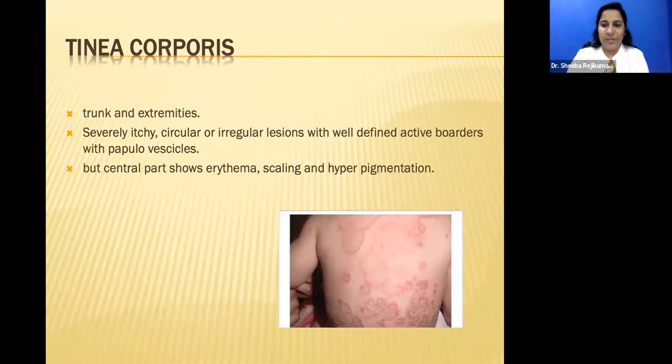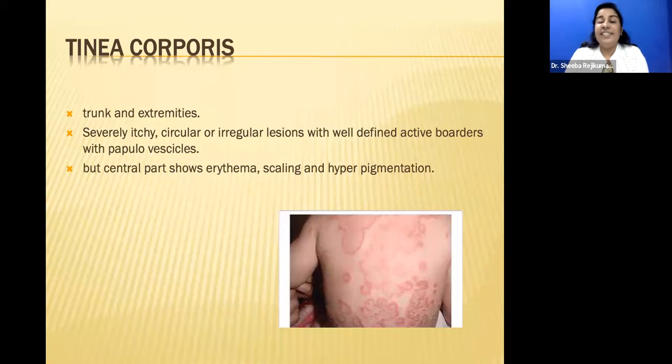Tinea corporis. Okay, this is a case which requires skill to clear, because tinea is a redundant infection. We may think that it is a very superficial thing. We can clear it very easily, but most of the systems fail here. The reason is that this is a very spreading and redundant clinging thing. Okay, this happens in trunk and extremities.